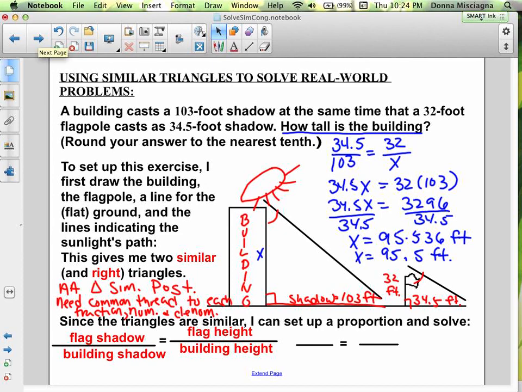Oh, I have lines here to set up the proportion. I may as well write those in. But there's not enough room to solve down here, so I don't know why I put them there. I should move them up there.